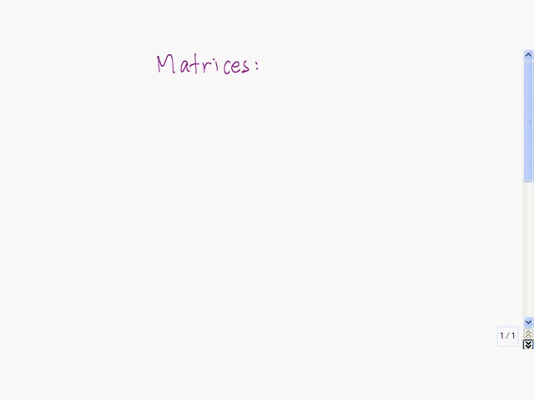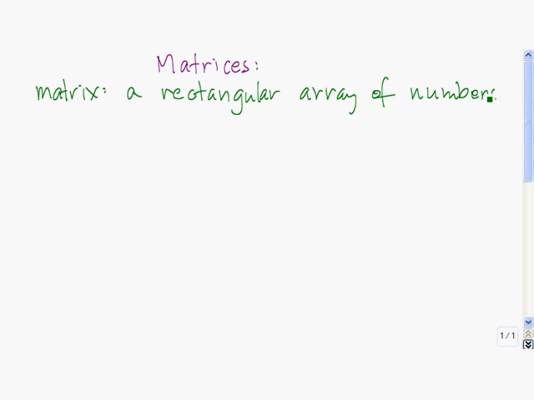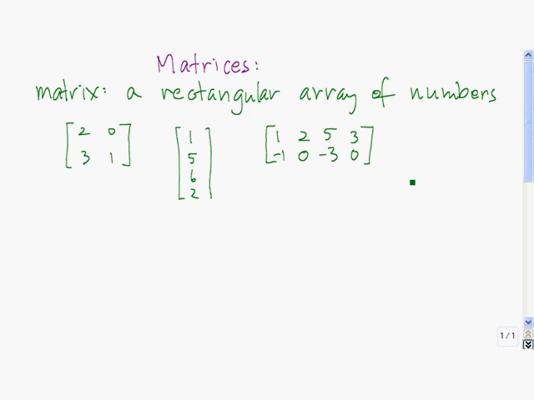Okay, in this video, I'm going to talk about matrices and how they relate to linear systems. So let me start off by defining a matrix. A matrix is a rectangular array of numbers. Okay, so here are three examples of matrices.